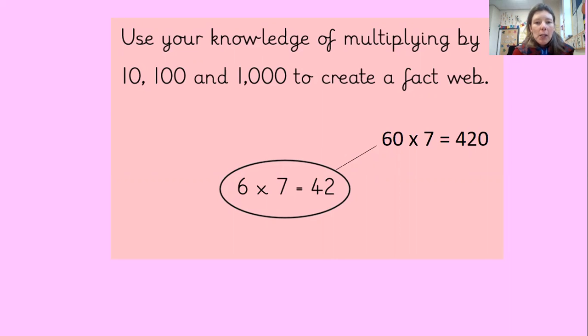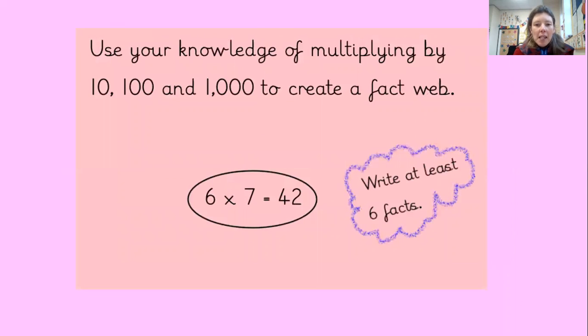What I'd like you to do is use the fact of 6 times 7 equals 42 to come up with a fact web by multiplying those numbers by 10, 100 or 1,000. So for example, you could write 60 times 7, which is 420. See if you can come up with at least 6 different facts. Pause the video now while you're having a go.